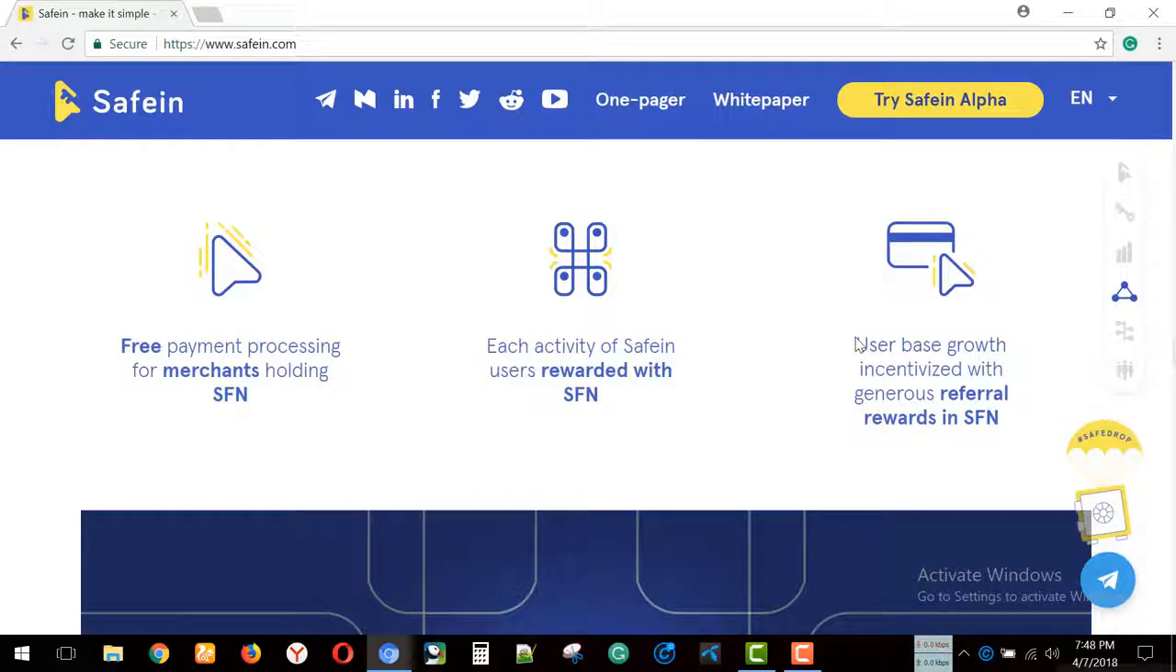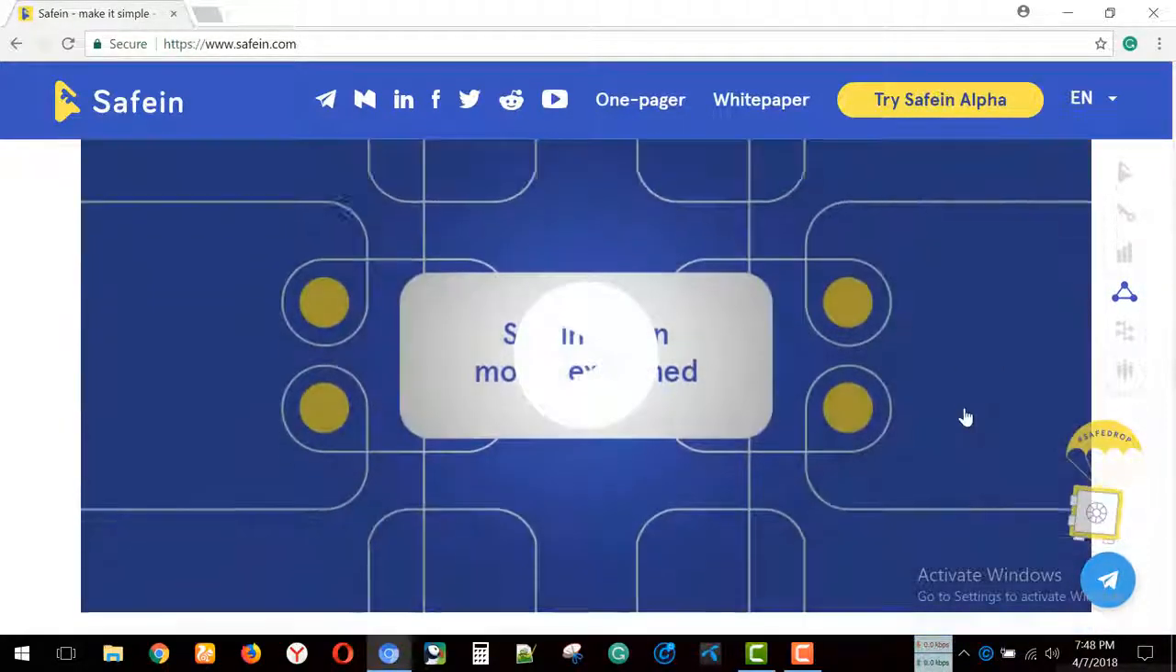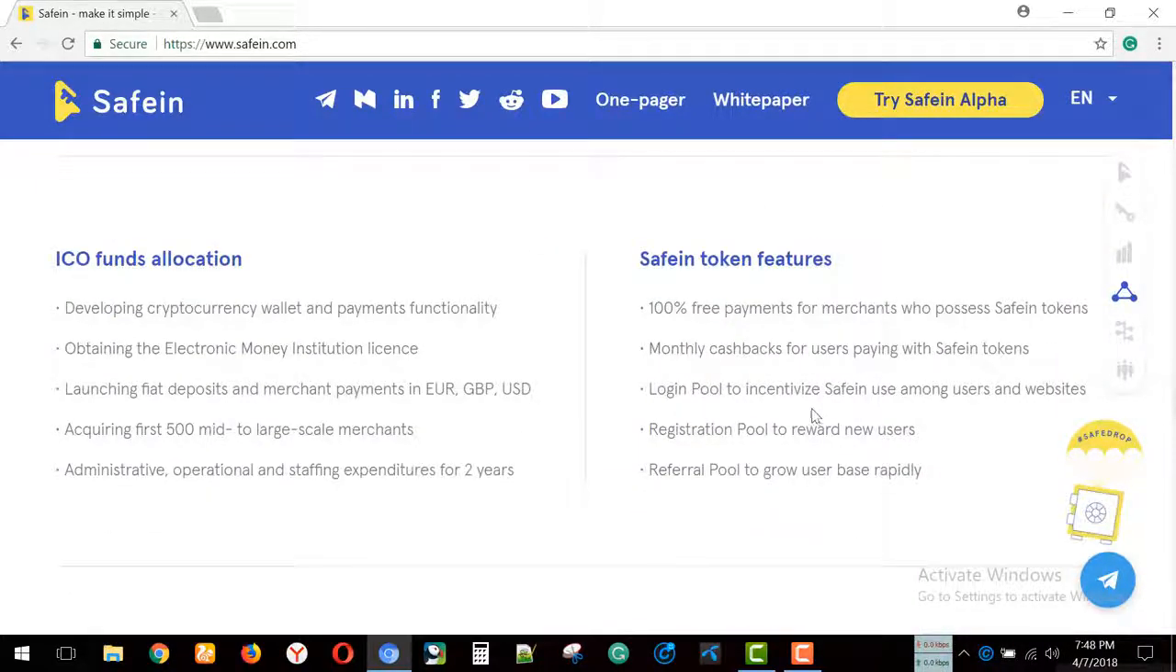In order to make any project successful, the project needs some special strategy. So here Safin is going to use a user base growth strategy, especially one which has been used earlier by other projects. I will talk about these things later on. One of the most important strategies used by Safin here is called the referral reward in Safin. I will be talking about this later on. And here is the ICO fund allocation.